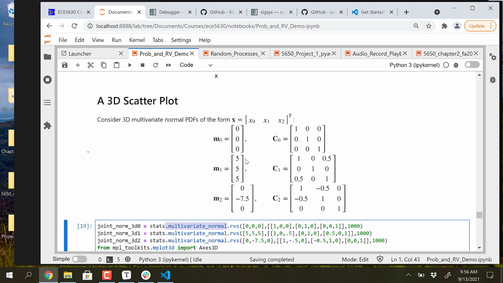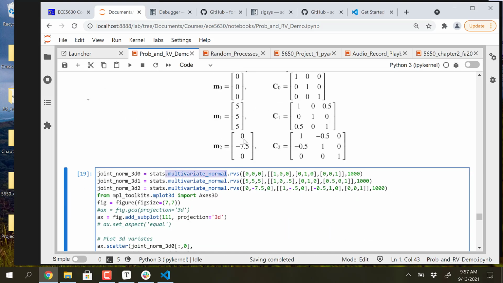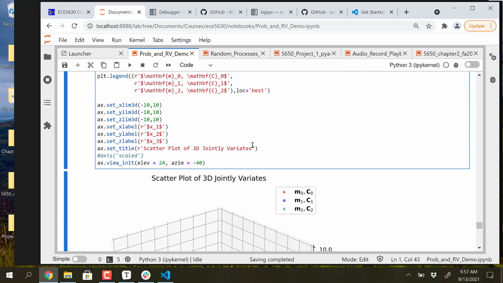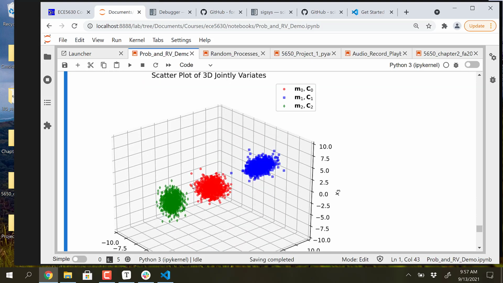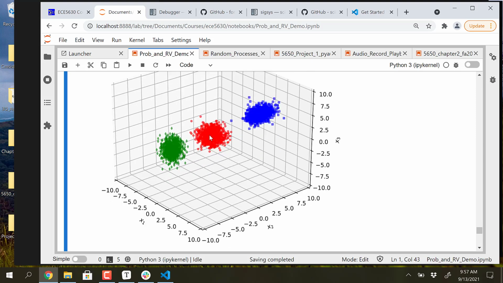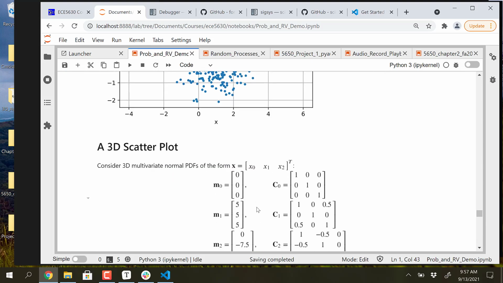So if I look at what I've got here, I'm creating 3 3-dimensional random Gaussian vectors. One has 0 mean, one has a mean at 5, and one has a mean at 0, but it's shifted on the second coordinate to minus 7.5. So that's the green one, I believe. Yeah, the green one's here. The first one is centered on 0 in 3 dimensions, and then the blue one has been shifted, and that's the one that's at 5, 5, 5 for its center.